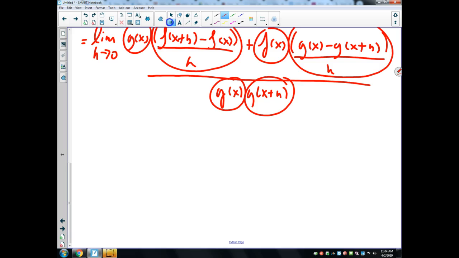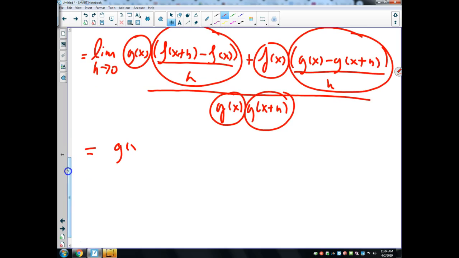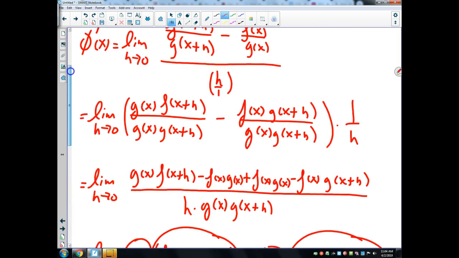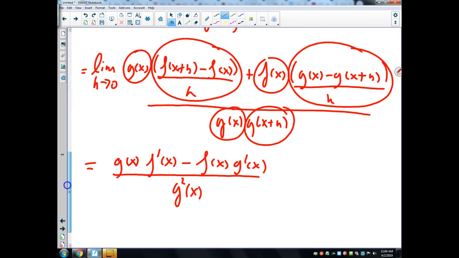So guess what you got? In the limit, as h goes to 0, you get g of x times f prime plus f of x times a negative g of x. How about minus f of x times g prime of x, over g of x times g of x? How about g of x squared? And isn't that what we said? g f prime minus f g prime over g squared.